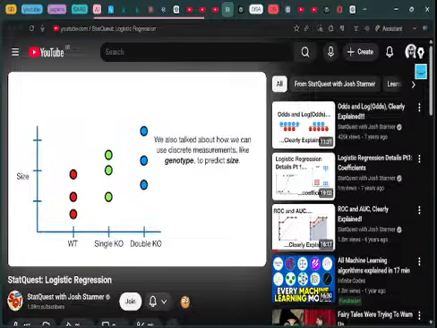We also talked about how we can use discrete measurements like genotype to predict size. If you're not familiar with the term genotype, don't freak out. It's no big deal. Just know that it refers to different types of mice.